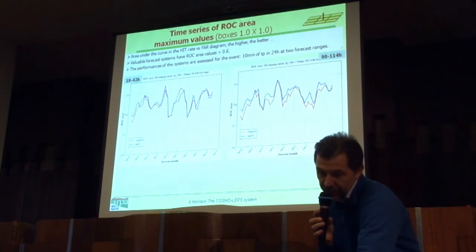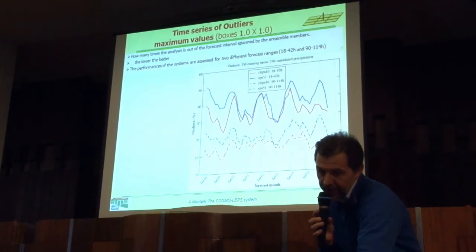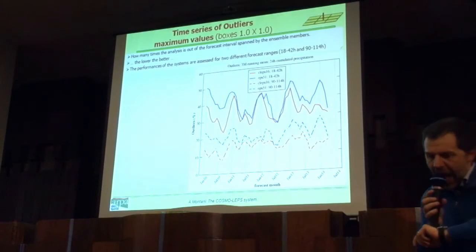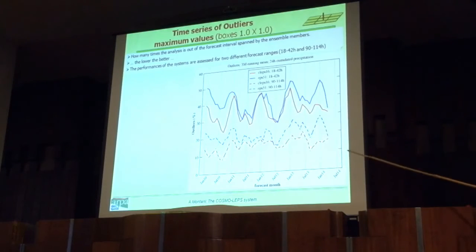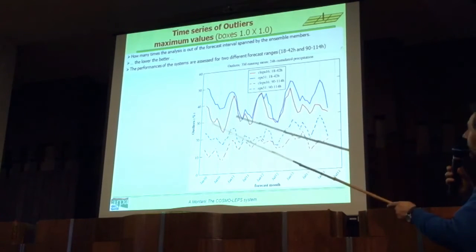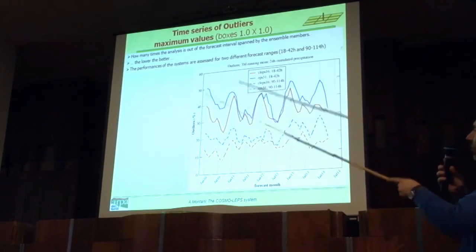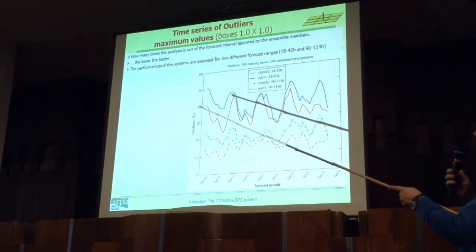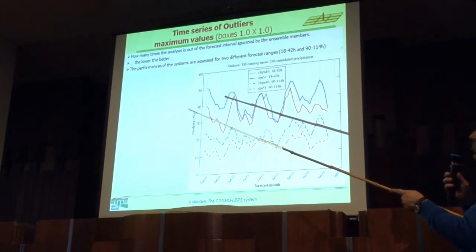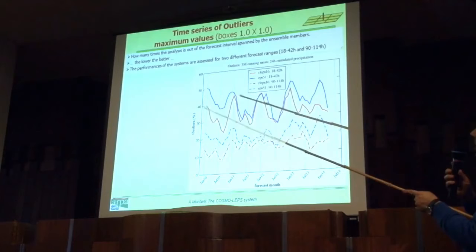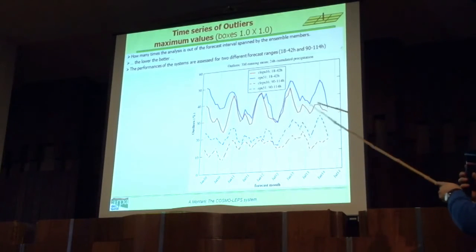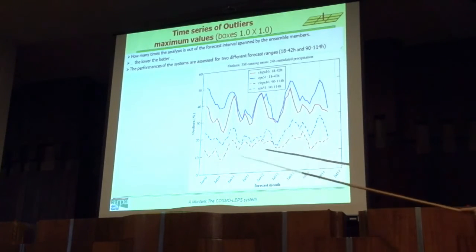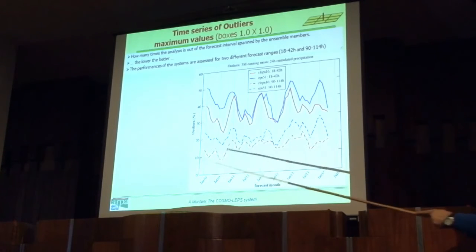And for the rock error, we can go to the number of outliers, which means how many times the analysis is outside the interval spanned by the forecast members. Here the lower the better. The red is always Cosmolabs, blue is always ECMWF. The solid lines are in the short range, and the dashed lines are in the longer range.